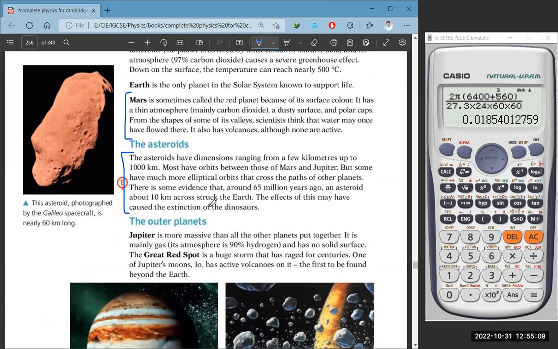Asteroids have dimensions ranging from a few kilometers up to 1,000 kilometers. Most have orbits between those of Mars and Jupiter, but some have much more elliptical orbits that cross the paths of the other planets. There is some evidence that around 65 million years ago, an asteroid about 10 kilometers across struck the Earth. The effects of this may have caused the extinction of the dinosaurs.